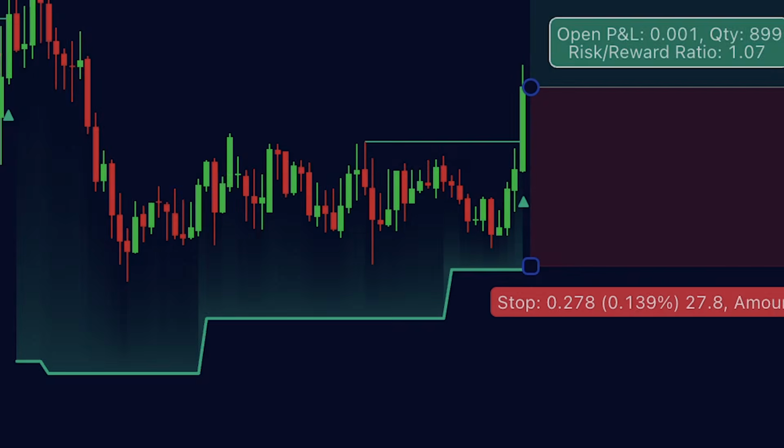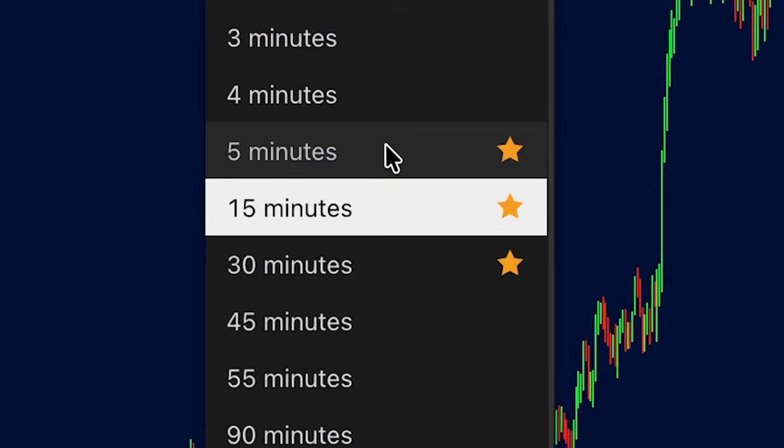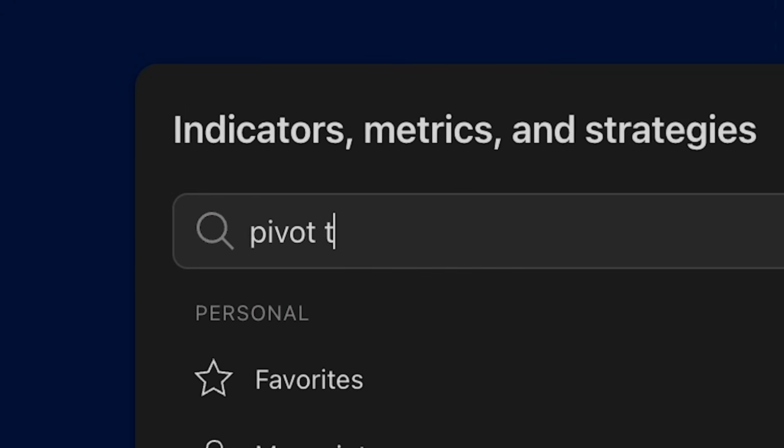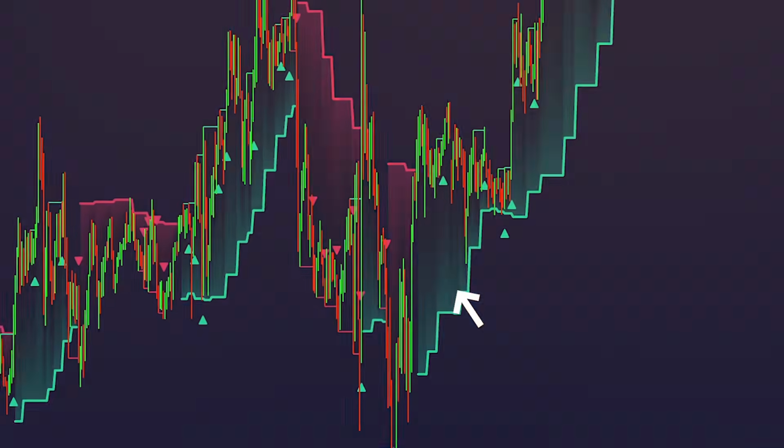Let's get into it. To add this indicator to your chart, head to TradingView. Pull up any chart. I'm on 15-minute GBP JPY, but this works anywhere. Click on Indicators, type Pivot Trend Flow, grab the one by Big Beluga. This isn't your typical trend tool.